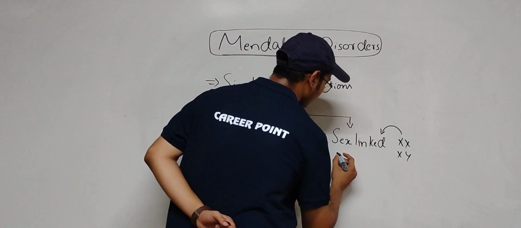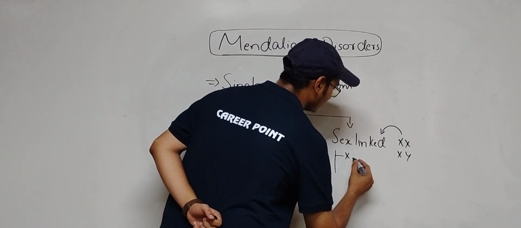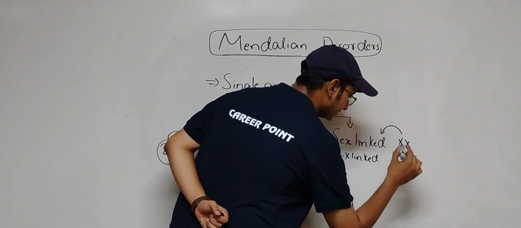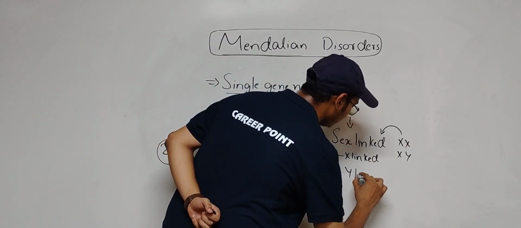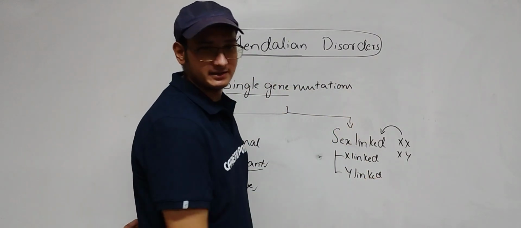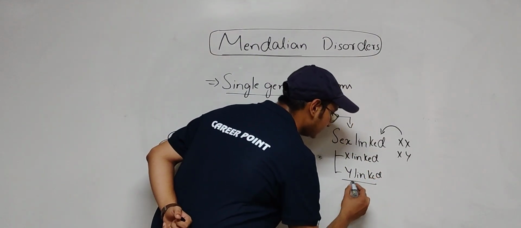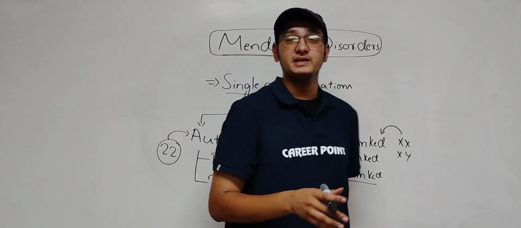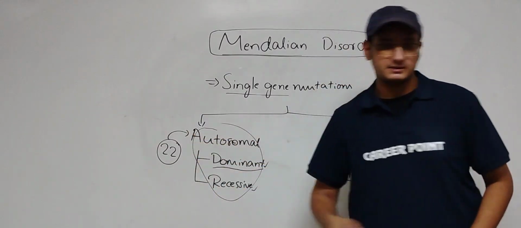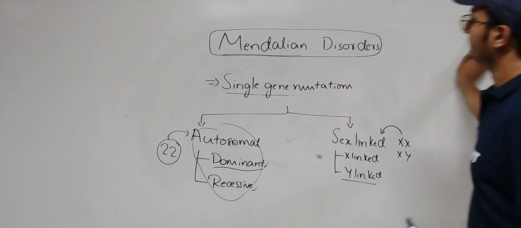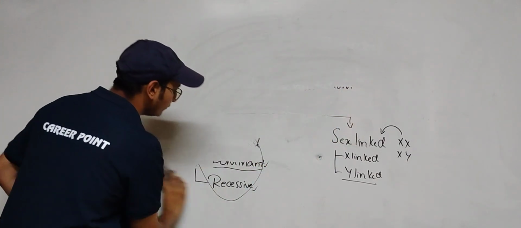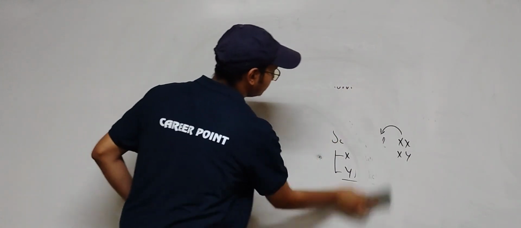And in sex-linked, we have X-linked disorders and Y-linked. Again in this we can see dominant and recessive. And in Y-linked we can't see any dominant or recessive because it is present only in males. So let's start with the autosomal disorders. We have a few examples in our textbook, so we'll discuss them one by one in detail.